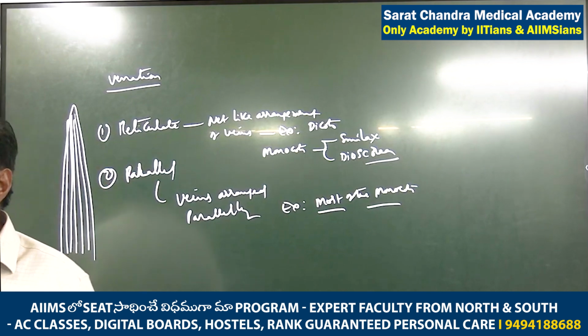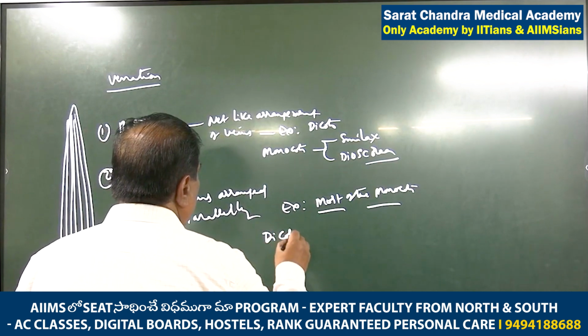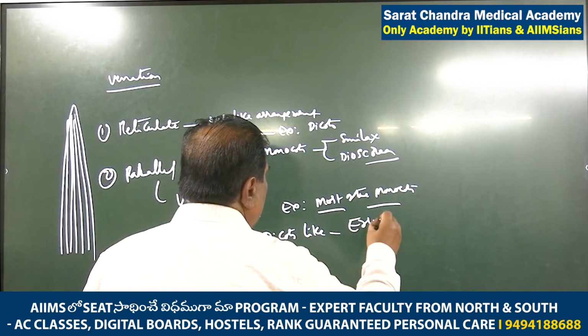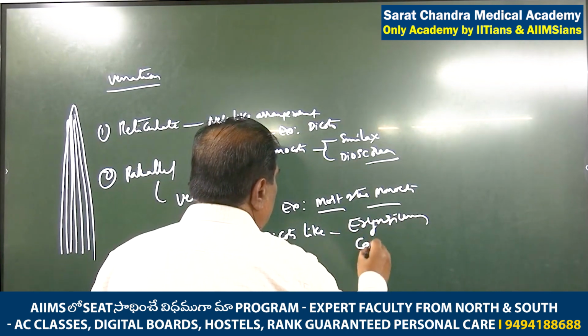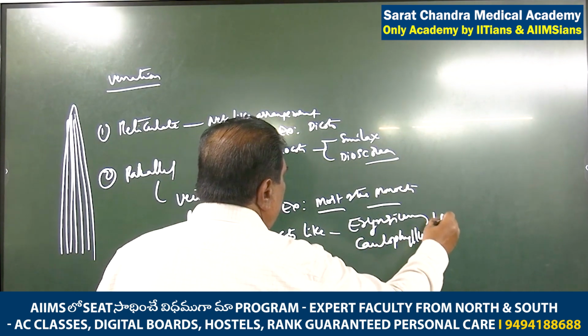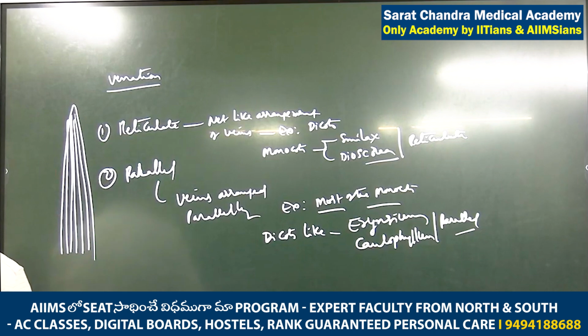Some dicots also show parallel venation. Example, dicots like Eryngium and Calophyllum have parallel venation. So that is regarding venation. Reticulate venation is present in dicots and parallel venation is present in most of the monocots, not all monocots.